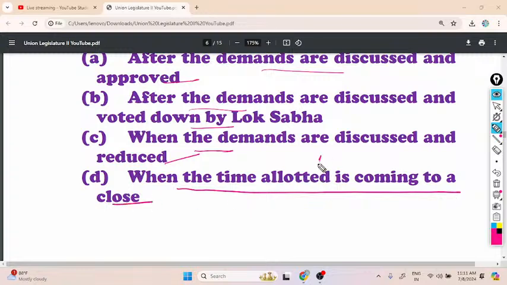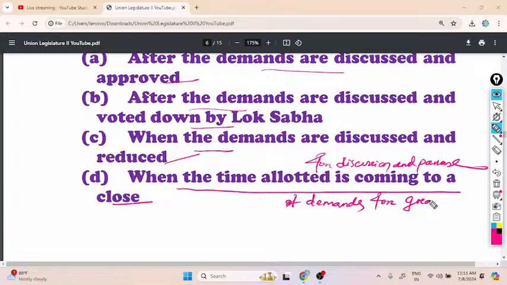When the time allotted for what? For discussion and passage of demands for grants. Got it? So D will be the appropriate answer.